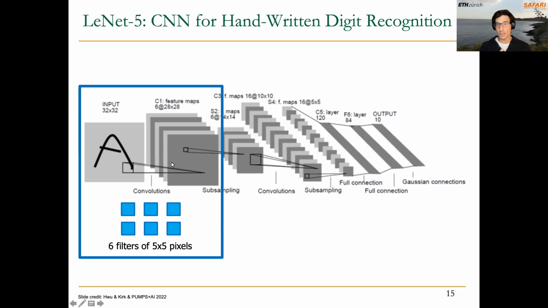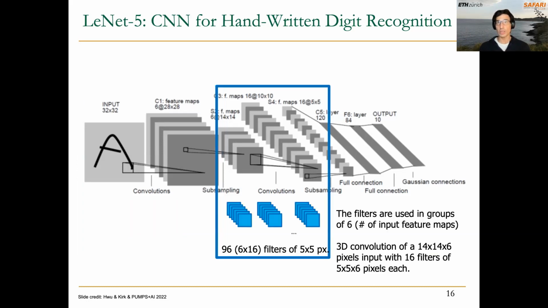But the characteristics of the different layers change. Even though some of them will still be convolutional layers, the number of filters that we are going to use in the different layers might change, right? So, for example, in this layer here, we are using 96 filters of 5 by 5 pixels in total, but these filters are used in groups of 6 because that's the number of input feature maps.